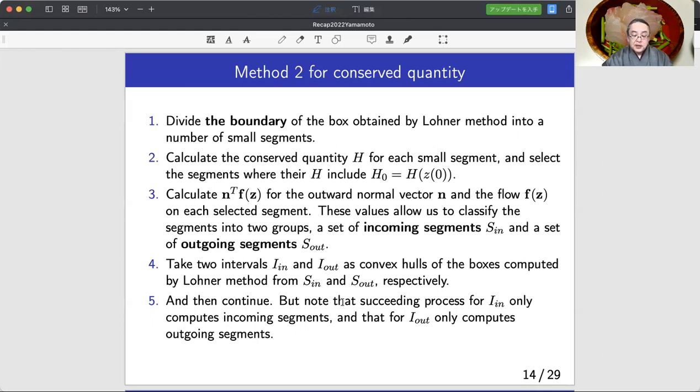each selected segment. These values allow us to classify the segments into two groups: a set of incoming segments S in and a set of outgoing segments S out. 4. Take two intervals I in and I out as convex hulls of the boxes computed by the Lohner method from S in and S out, respectively. 5. And then continue. But note that the succeeding process for I in only computes incoming segments and that for I out only computes outgoing segments.